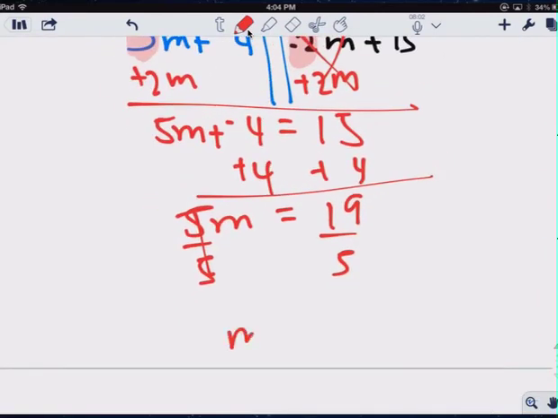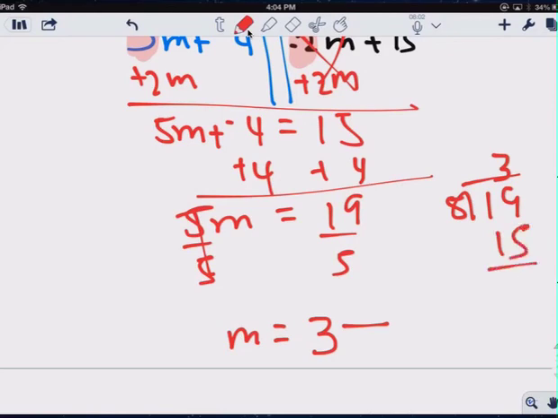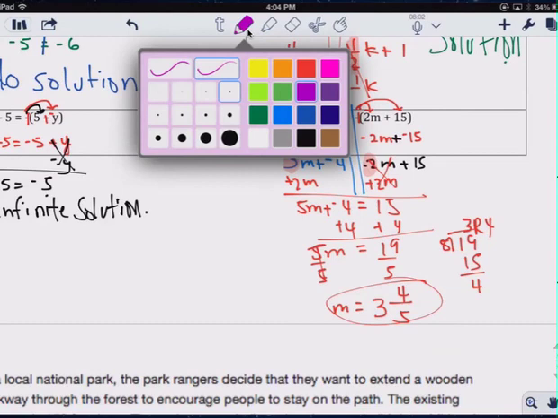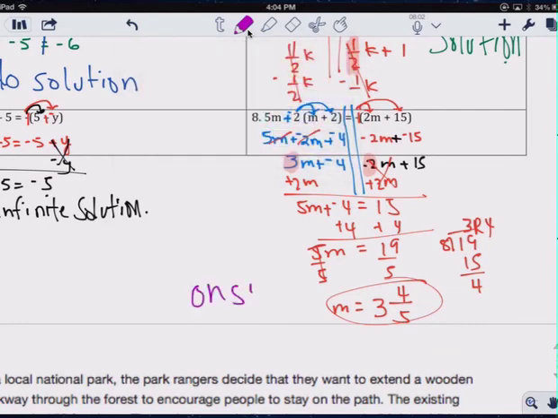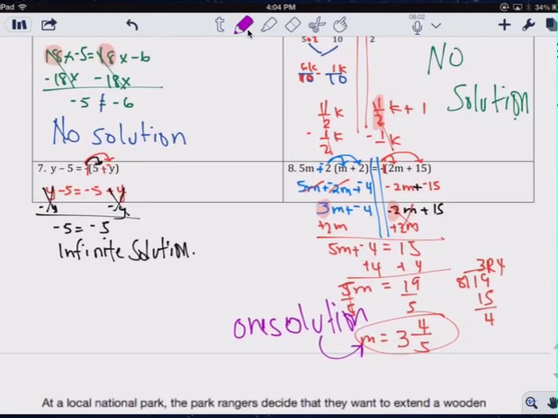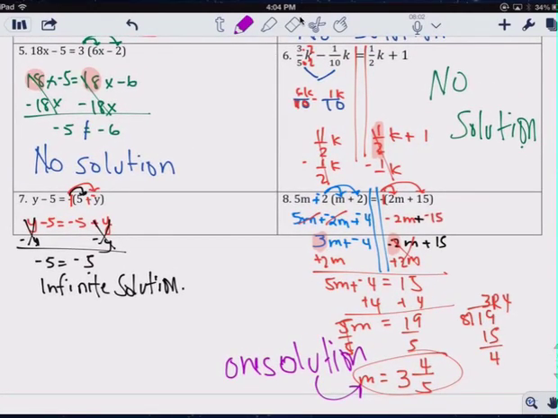And m is equal to, leave it as a fraction, 3 with a remainder of 4, because 5 goes into 19 3 times with a remainder of 4. That's your numerator. Denominator is 5. It's one solution. Okay, this is your homework. Alrighty.